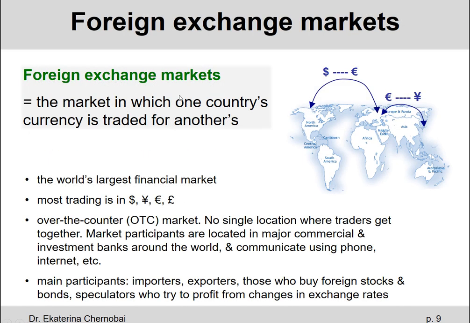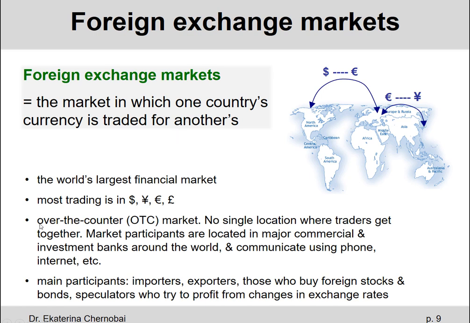Okay, what are foreign exchange markets? It's the market in which one country's currency is traded for another country's currency. You should not be trying to imagine a single physical location, like, for example, the New York Stock Exchange, in which the currencies of different countries are exchanged for one another. It's more like a very general term, summarizing all the different platforms where the currencies can be exchanged.